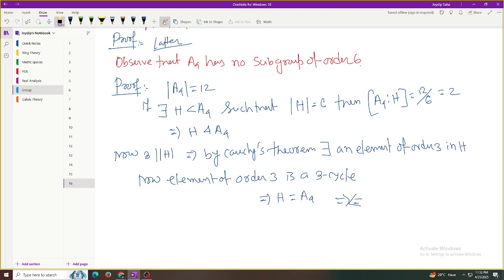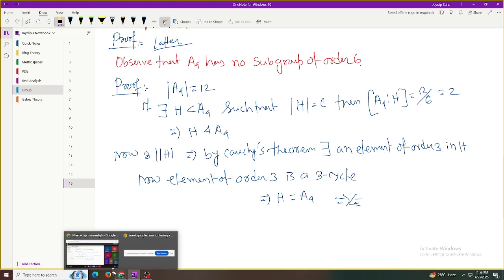Now if I ask you to show that A4 has no subgroup of prime index, A6 has no subgroup of prime index, how to solve it? Take it as homework. Next day I will discuss.